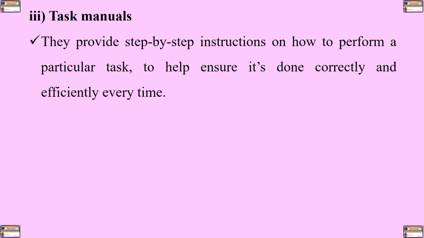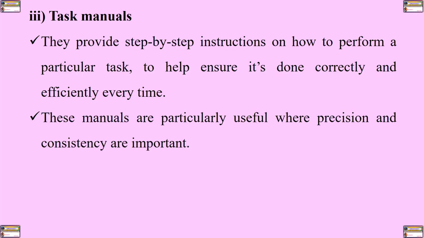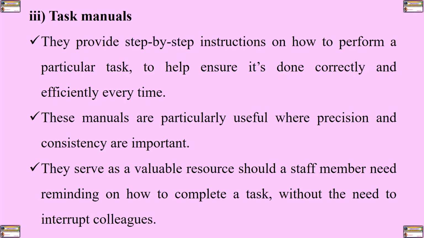The third type is the task manuals. They provide step-by-step instructions on how to perform a particular task to help ensure that it's done correctly and efficiently every time. These manuals are particularly useful where precision and consistency are important. They serve as a valuable resource should a staff member need reminding on how to complete a task without the need to interrupt colleagues.